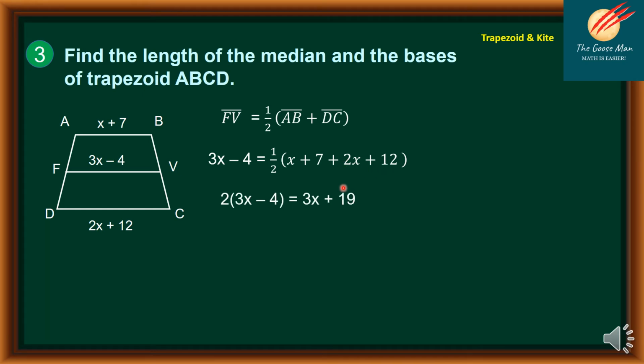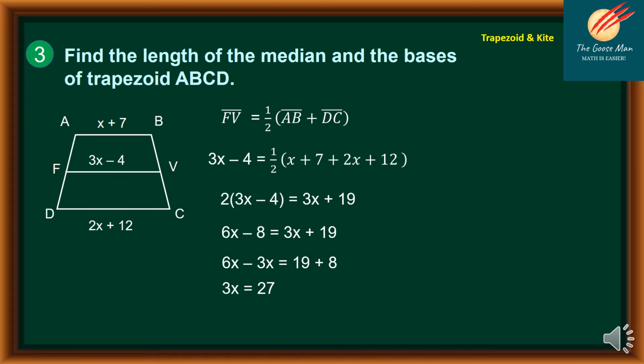Simplifying further, multiply both sides of the equation by 2, so I have 2 times 3x minus 4. On the right, x plus 2x is equal to 3x, then 7 plus 12 is equal to 19. Then distribute 2 to 3x minus 4, so I have 6x minus 8 is equal to 3x plus 19. Again, group together all the variables on one side. So I have 6x minus 3x is equal to 19 plus 8. So I have now 3x is equal to 27.